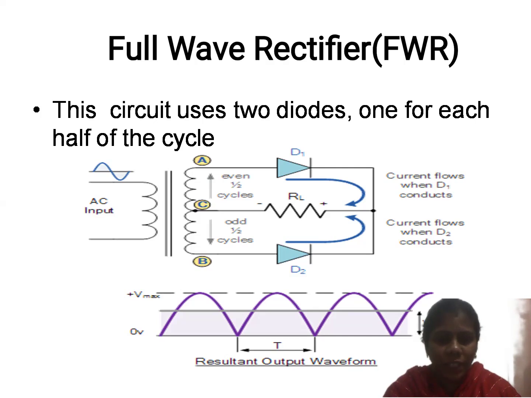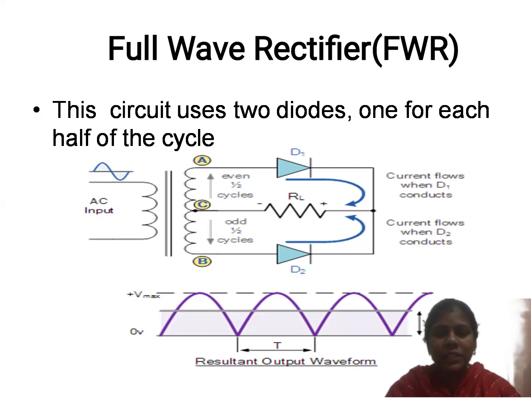converts the complete cycles of the input signal. The half wave rectifier conducts only for the positive cycle, whereas here both positive and negative cycles conduct. So this is the resultant waveform you can see here. 0 volts is the reference voltage and plus Vmax is the maximum voltage.